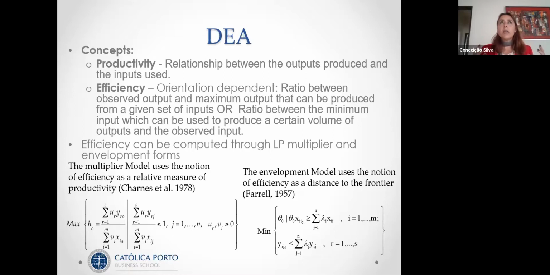To measure productivity, I don't need to be doing benchmarking, okay? But for doing efficiency, we need to benchmark, because we need to compare with the maximum output that can be produced or the minimum input that can be used. And therefore, under the concept of efficiency, I have the concept of benchmarking. For this concept of productivity, I don't necessarily have this notion of benchmarking implicit, okay? I can compute efficiency using LP models, in particular using a multiplier form or an envelopment form.